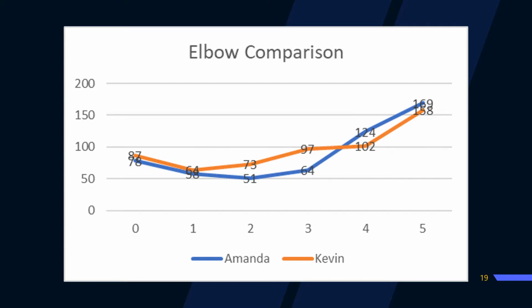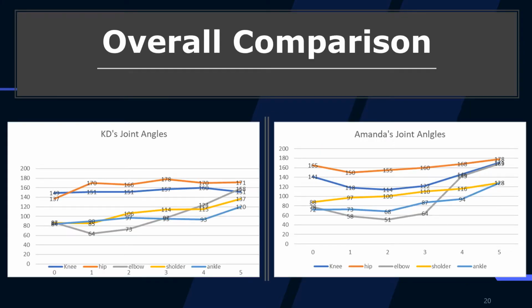As for their elbow, you can see that Amanda has a lot more change in the degrees compared to Kevin Durant. This is probably because she holds the ball more in the shooter's pocket in order to have more power to get the ball to the rim. Here is our overall comparison, and you can really see here that Amanda uses her ankles and knees more so than Kevin Durant, who uses his hips.